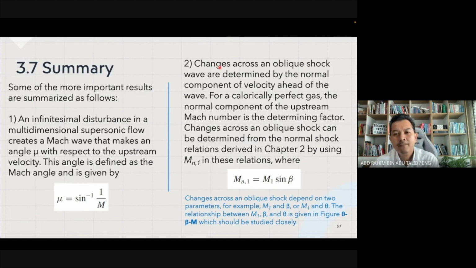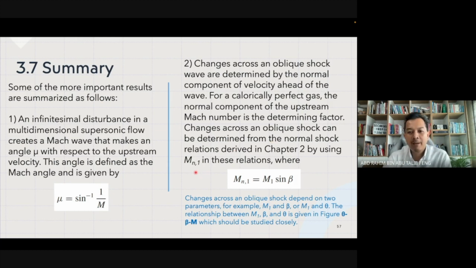Number 2 is that changes across an oblique shock wave are determined by the normal component of the velocity ahead of the wave. For a calorically perfect gas, the normal component of the upstream Mach number is the determining factor. So changes across an oblique shock can be determined from the normal shock relations derived earlier in chapter 2, which is the normal shock chapter.